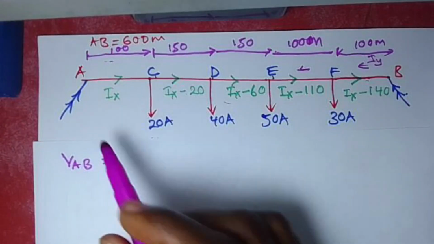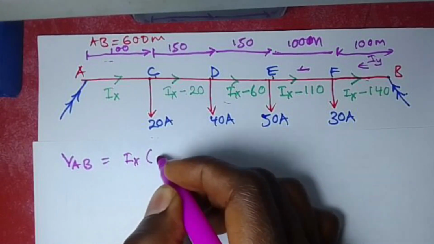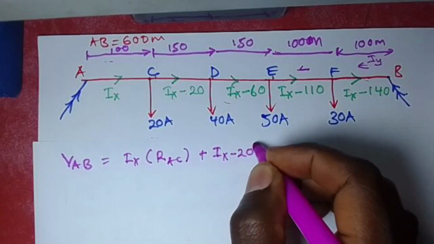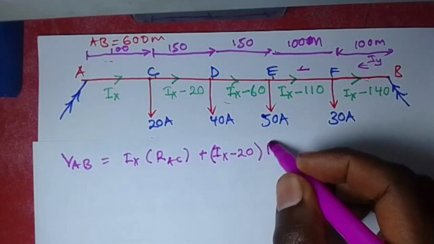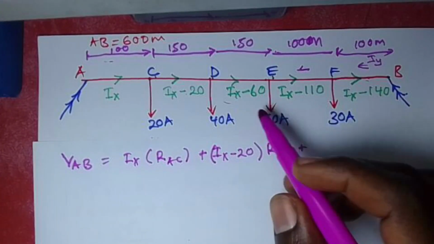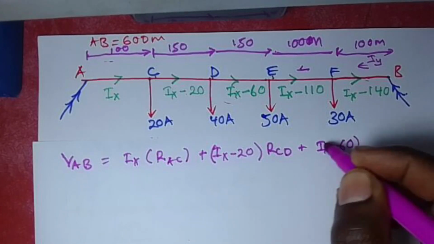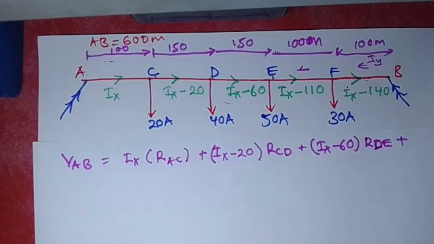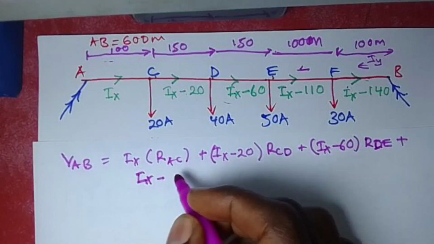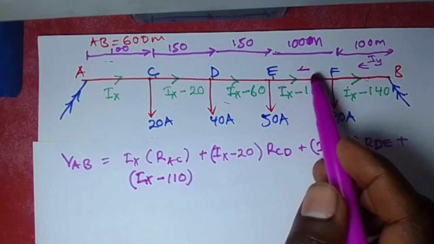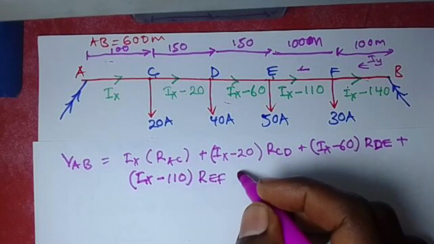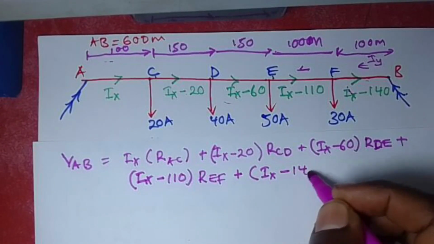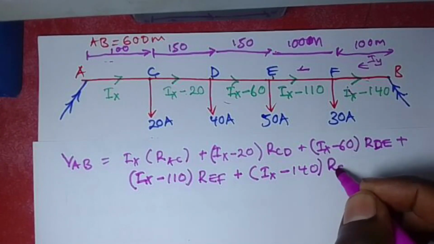So it is going to be equal to Ix times the resistance across that section, RAC, plus Ix minus 20 times the resistance across this section, RCD, plus Ix minus 60 times the resistance across that, RDE, plus Ix minus 110 times the resistance across that, REF, plus finally the current flowing there, Ix minus 140 times the resistance across that point, RFB.